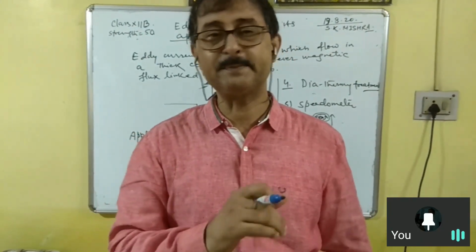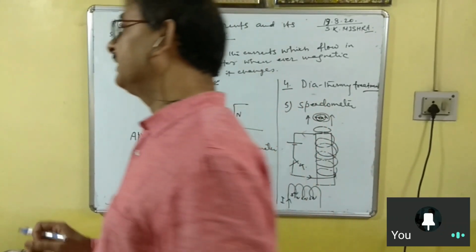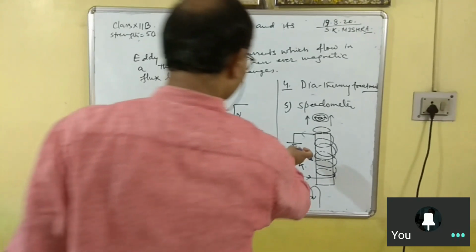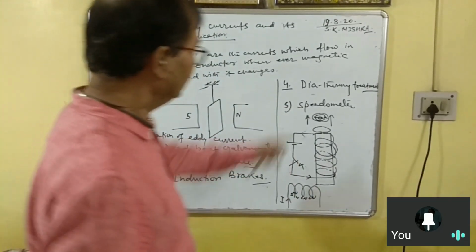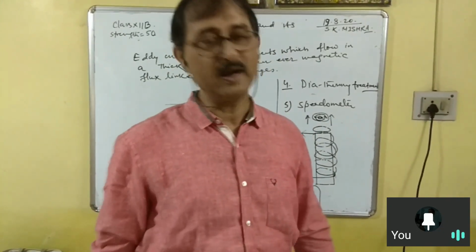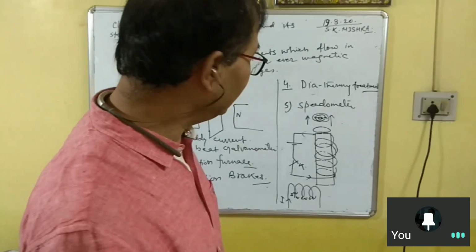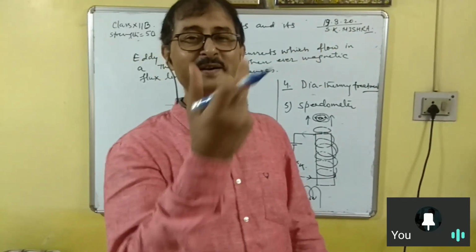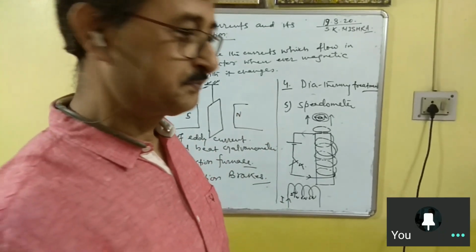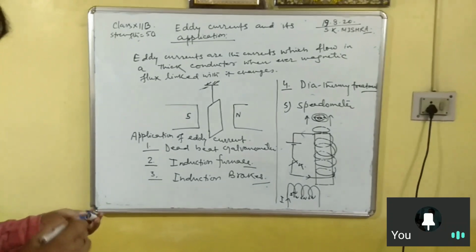It's a very simple experiment you can perform at your home also. But remember, you need a battery of high EMF. Then only you will observe this type of phenomenon. In the laboratory, I can show you experimentally the ring launcher, how the ring gets launched when a varying current is passing through the solenoid. So these are the experiments based on eddy currents.